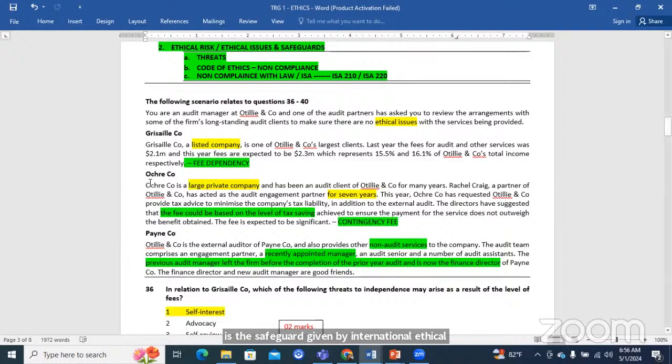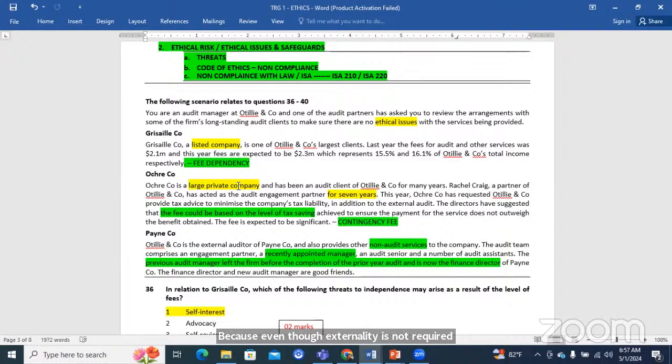Right. The second company is O. O company is a large private company, an audit client of O for many years. R, a partner of O, acted as audit engagement partner for 7 years. The partner has worked for the client for 7 years. More than 7 years, you can't work; you should rotate. But the problem here is it's not a listed company. If it is a listed company, you should rotate. If it is a non-listed company, no problem at all, because for a non-listed company, external audit is not mandated. Here they gave that the company is a private company. Therefore, no problem. The engagement partner can be the partner forever, no issues. Why? Because external audit is not required for them.